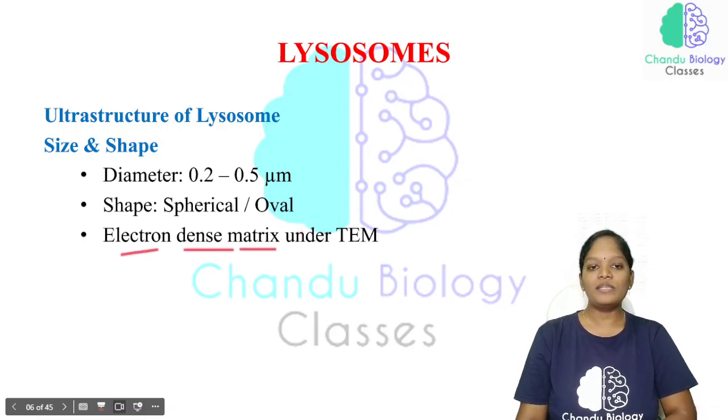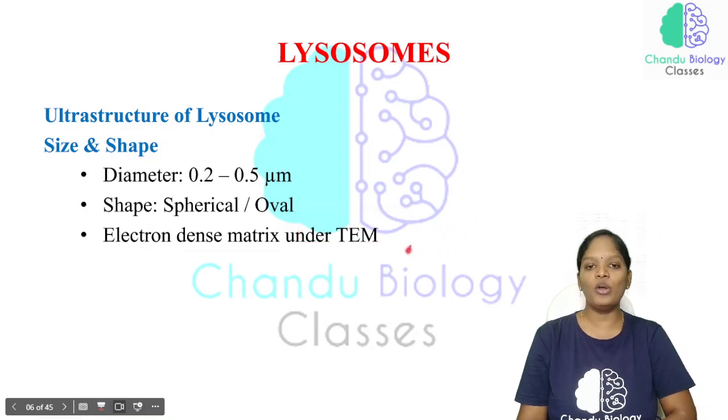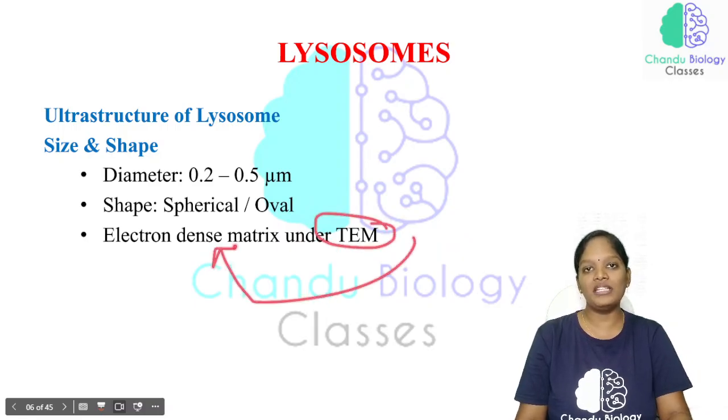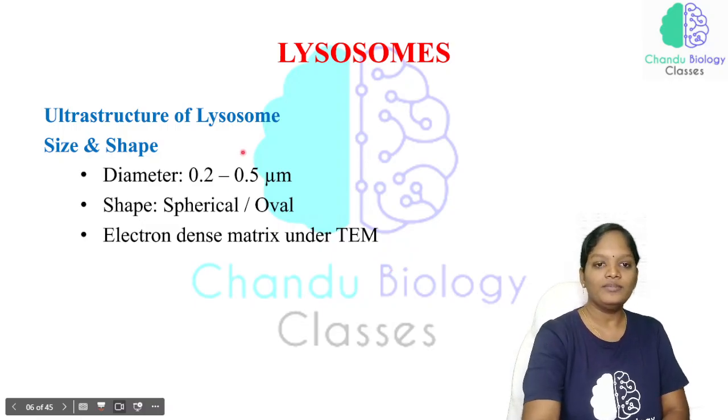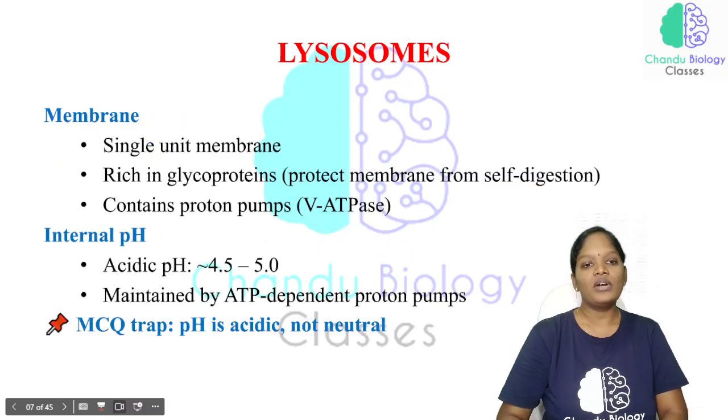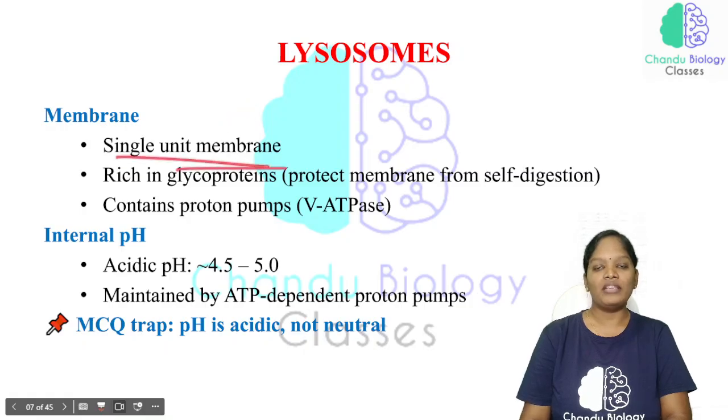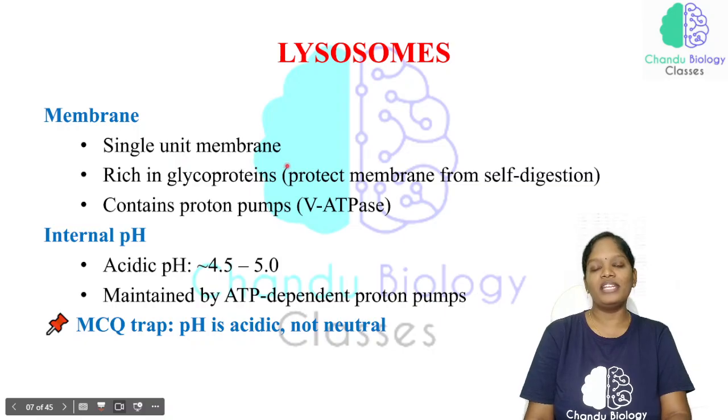The electron dense matrix under the TEM. TEM is a type of electron microscope, the transmission electron microscope. So the electron dense matrix, which is present in the lysosome, is clearly seen under the TEM. Again it will be a single unit membrane. Only one membrane is present; the lysosome is a single membrane bound organelle.